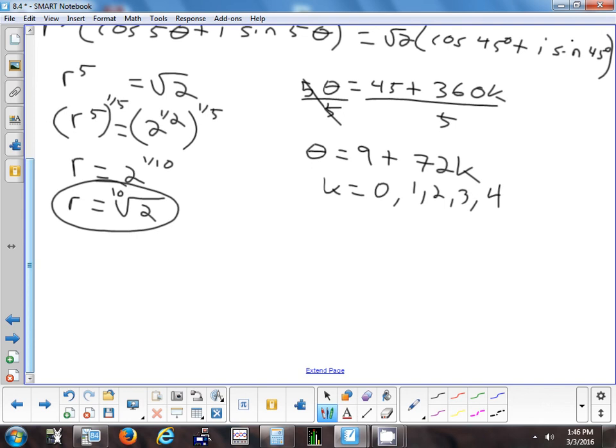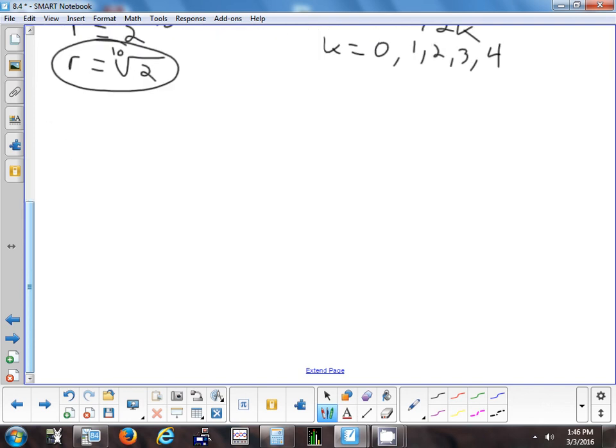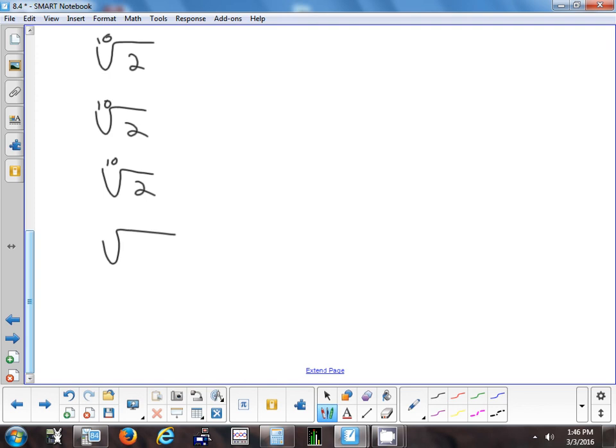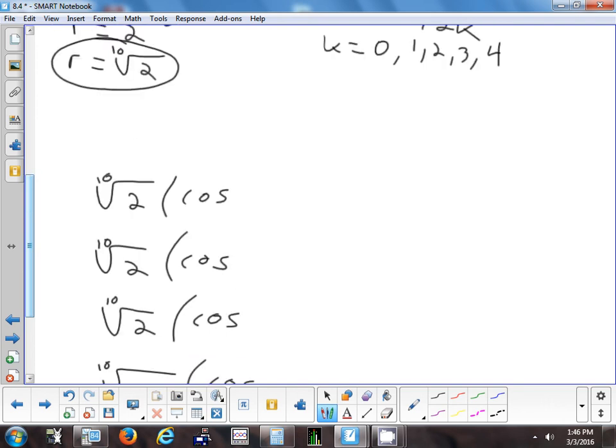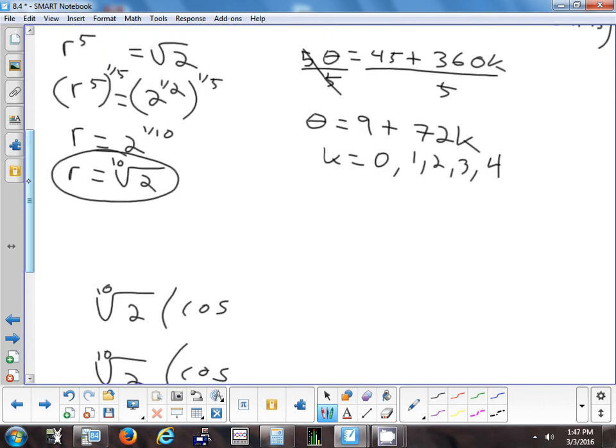Okay. The 10th root of 2, that's my radius each time. So write that 5 times. Now I just need to find my angle 5 times. I wouldn't give you one on the test that's probably more than a 3rd or 4th root because it's not hard, but it starts getting very time consuming if you have to do like 7 or 8 of these. So right, let's do the first one.